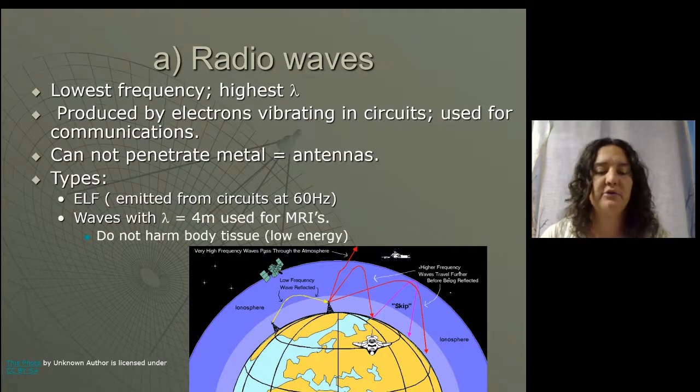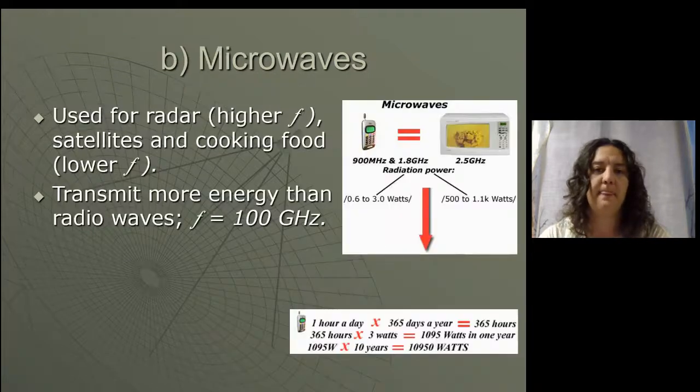And radio waves cannot penetrate metal, which is why they make good antennas. So it won't enter that metal antenna, but it will make it vibrate, and then our radio will pick up that sound. We could have ELF, which is emitted from circuits at 60 hertz. And waves with a wavelength of 4 meters are used for MRIs. And they don't harm the body's tissue because there's such low energy levels.